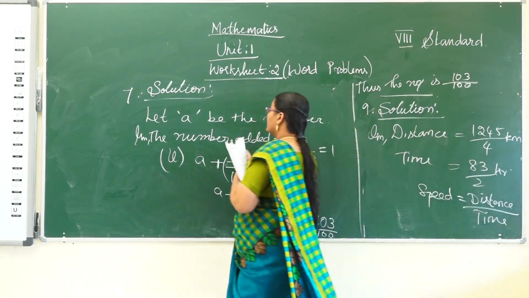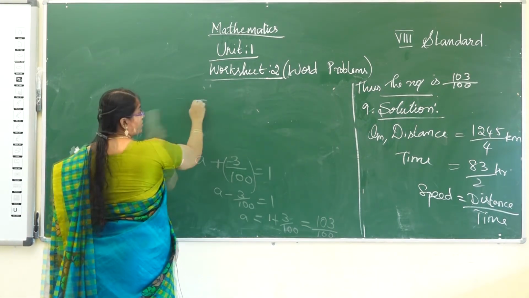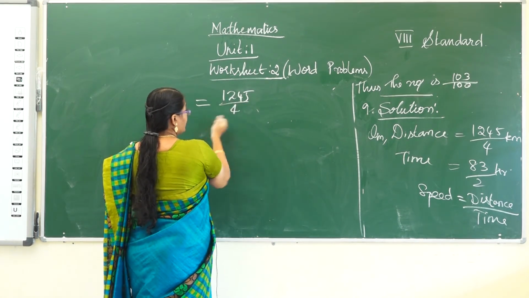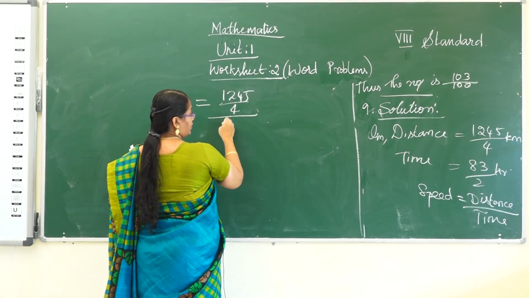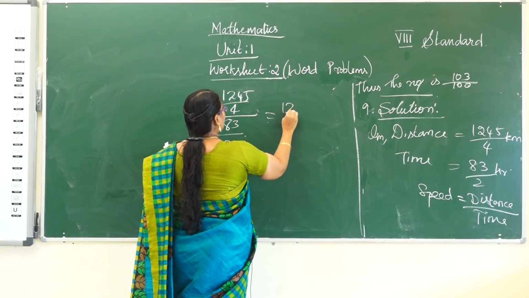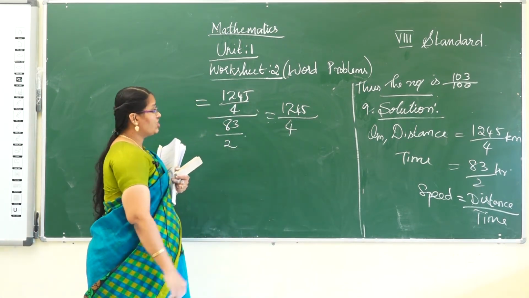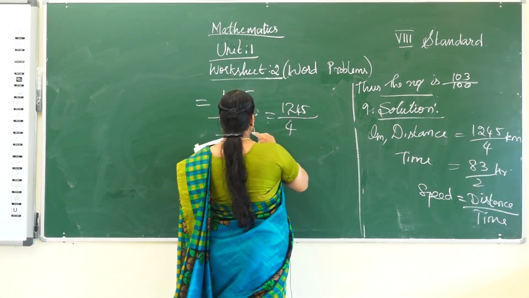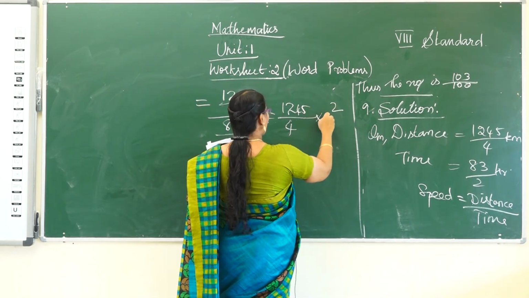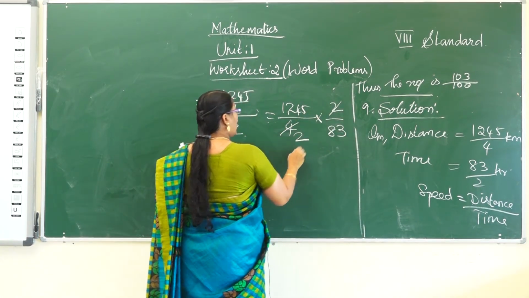Okay. Now substitute the given values in this formula. We get the answer. So the distance value is 1245 by 4 divided by time, so 83 by 2. It can be written as 1245 by 4 multiplied by the reciprocal of the fraction. So the reciprocal of the fraction is 2 by 83. It cancels in the 2 table. 2 ones are 2, 2 twos are 4.